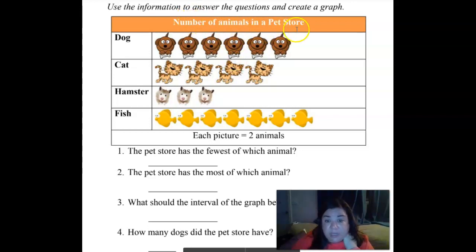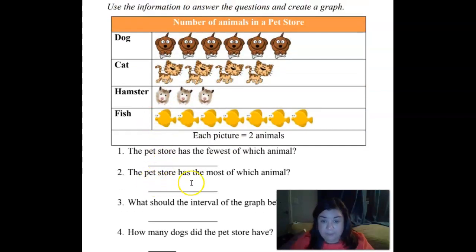We have the numbers of animals in a pet store. We have dogs, cats, hamsters, and fish. And look, this says each picture equals 2 animals. That's important. You always want to look to see if there's a key. This is called a key, and that tells us what the pictures represent. So the pet store has the fewest of which animal? Which has the fewest? Hamster. Yeah. Okay.